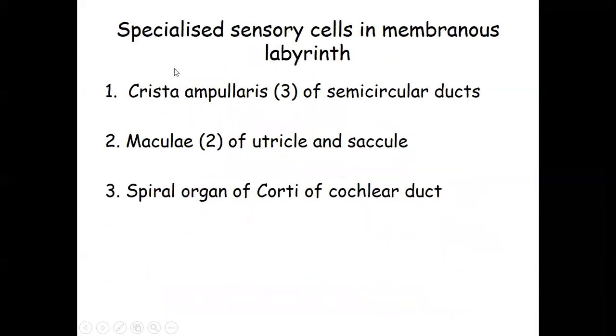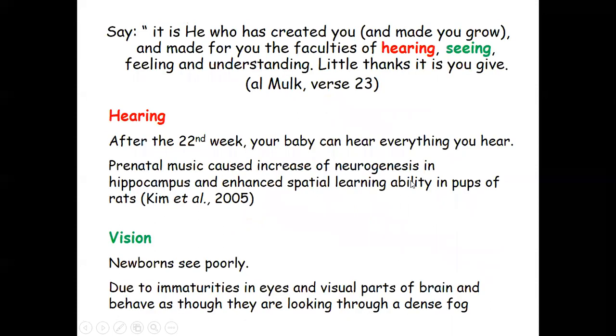Just now we covered the three components of specialized sensory cells in the membranous labyrinth. We have the crista ampullaris, three in the semicircular ducts. We have the macula, two, in the utricle and saccule, and the spiral organ of Corti of the cochlear duct. I think this is just additional information. You can read on your own.